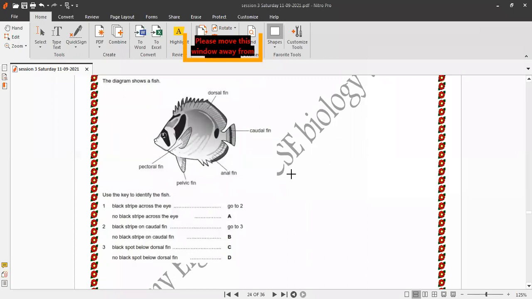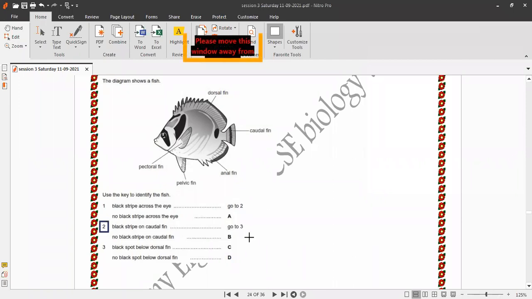Okay, the diagram shows a fish. Use the key to identify the fish. The first one: black stripe across the eye. And then we will go to 2. Yes, it does have a black stripe across the eye. Go to 2: black stripe on caudal fin. No, it does not. No black stripe on caudal fin. It's B.